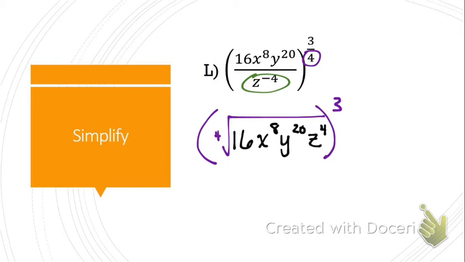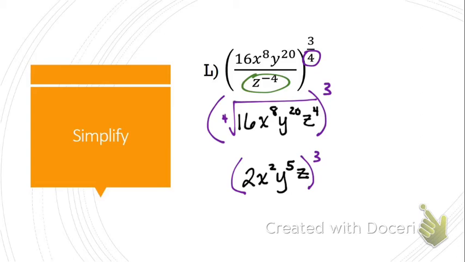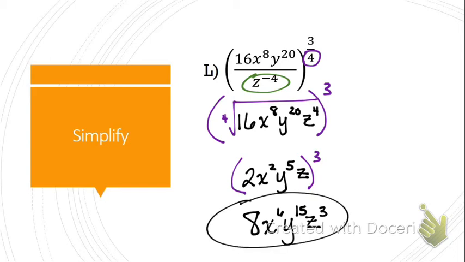What is the fourth root of 16? 2. So I'm going to have 2x to the what? X squared, y to the 5th, and z. And now I take that whole thing and I cube it. 2 cubed? 8. X to the 6th, y to the 15, z to the 3rd. Nice work.